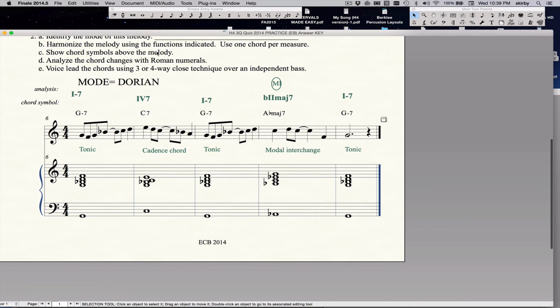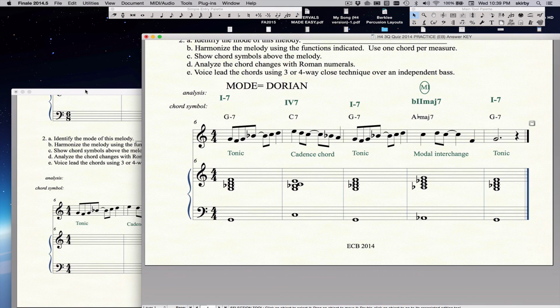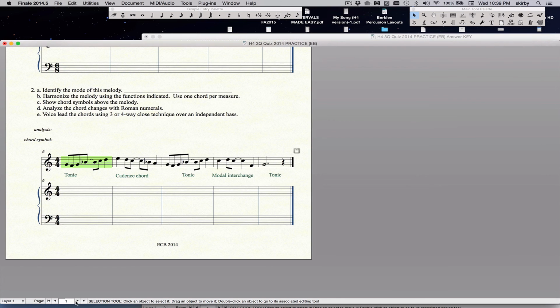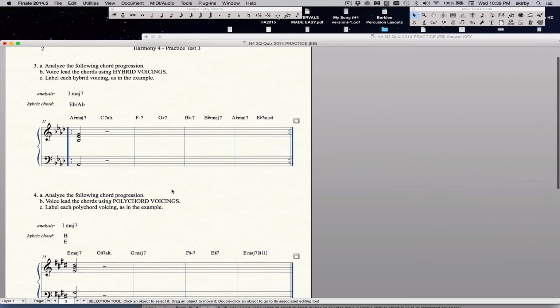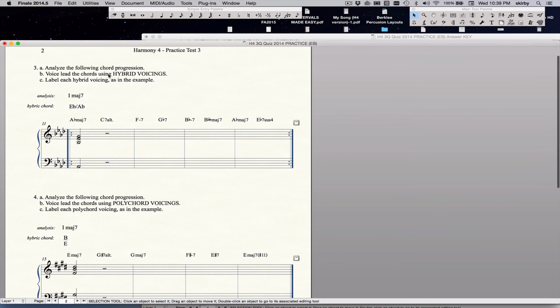Okay, let's go to the next page now. Hybrids: make sure to analyze the tune first, then use your repertoire of hybrids that you've been studying to come up with the correct answers.